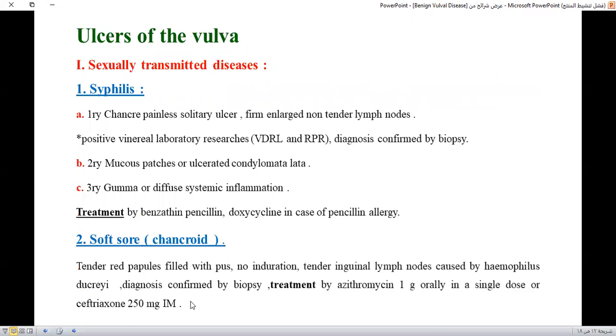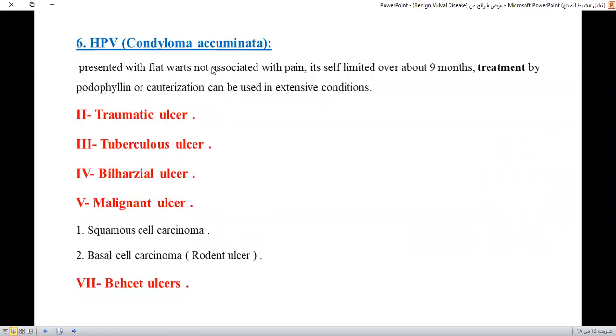We start with ulcer of the vulva. The causes of ulcers of the vulva: either a sexually transmitted disease, or a traumatic ulcer, or a tuberculous ulcer, or a bilharzia ulcer, or a malignant ulcer, which is squamous cell or basal cell, or Behcet ulcer.